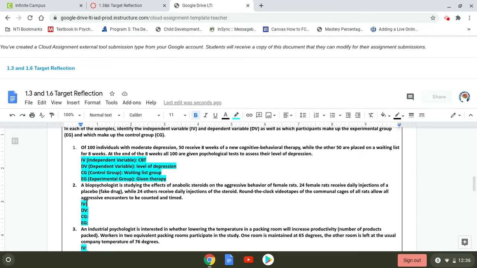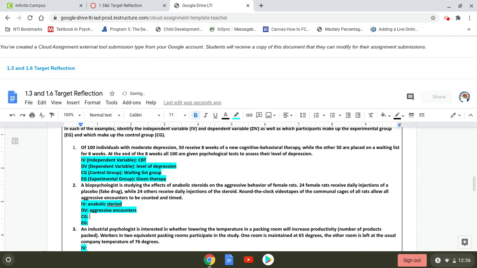So let's look at independent variables. So again, that's the thing that we are seeing change. So what is the thing that they give the rats? That's anabolic steroids. And then what do we actually measure? Aggressive encounters. So how do we measure that? With counted and timed interaction.